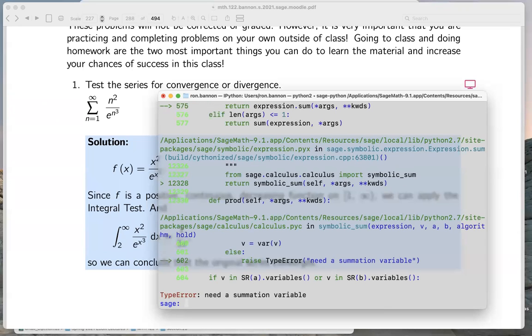All right. Can't do it. Just need a summation variable. Oh, you know what? Maybe I didn't type that in. Yep, I see it now. I put n down. I meant x. And then it's going to be 1 to infinity. Sorry about that.